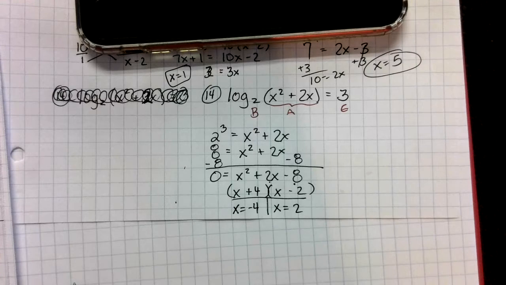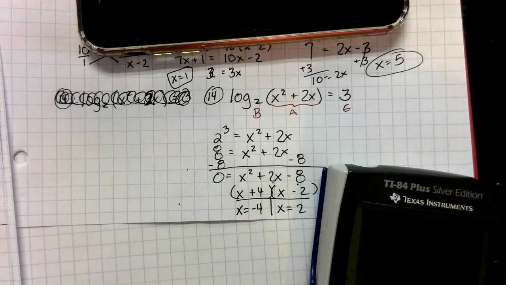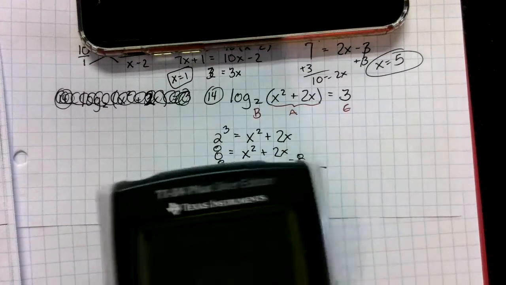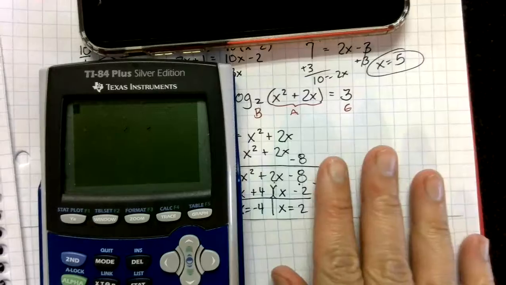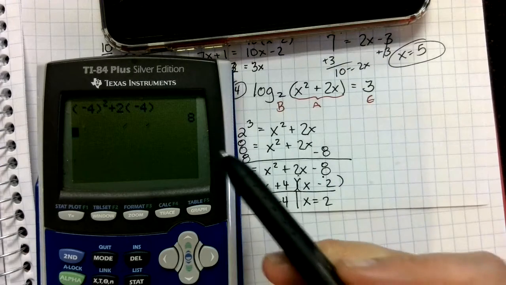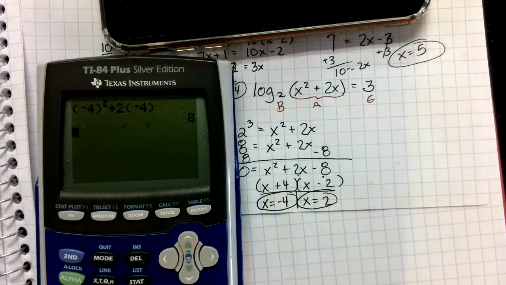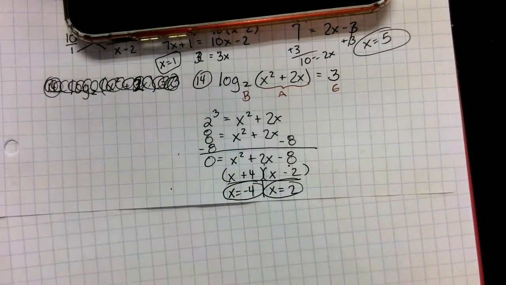Now again, I said you cannot take the log of a negative number. So on this particular problem, you have to actually plug those in and see if you're going to end up with a negative number. So if I plug in, for instance, negative 4 squared plus 2 times negative 4, that actually ends up positive, so it's okay. So I would be taking the log of 8, which means I actually get to keep that one. Okay, so those are just some extra log examples using our properties.